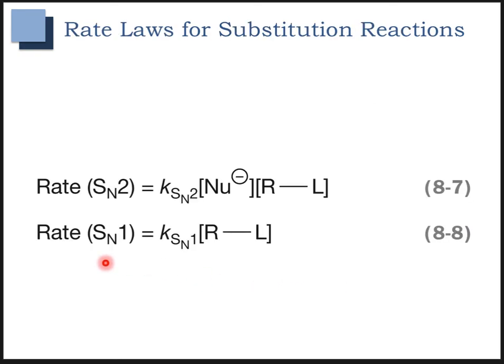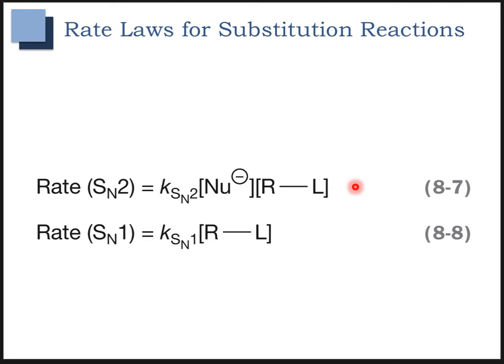And you can see here the rate for the SN1. It depends on this constant K, and then here is the substrate. Whereas for the SN2, it depends on both the nucleophile and the substrate. So the SN1 reaction would be first order, and the SN2 reaction would be second order.